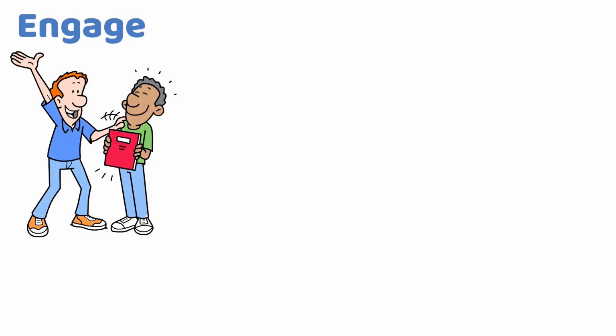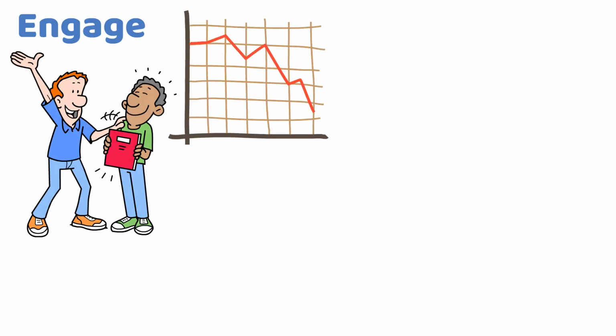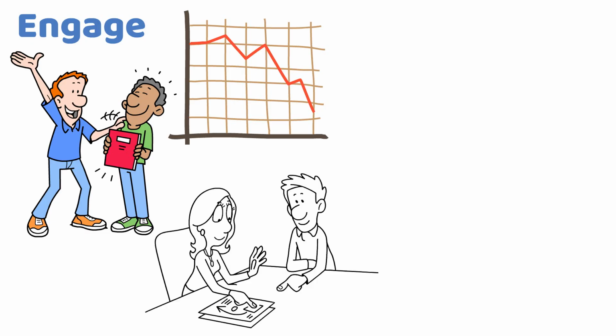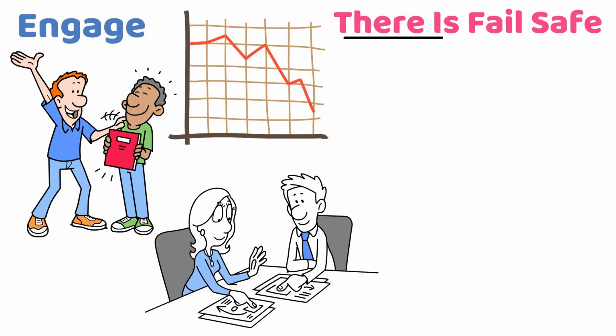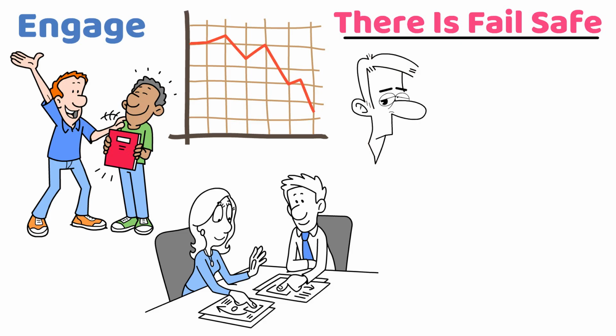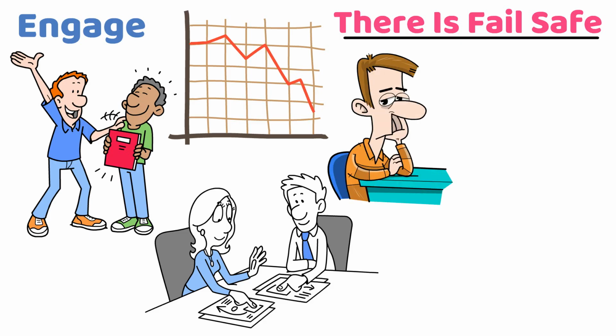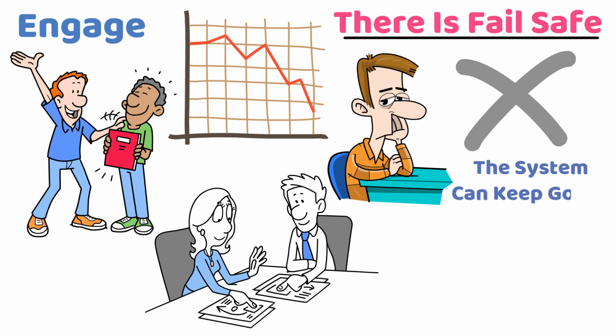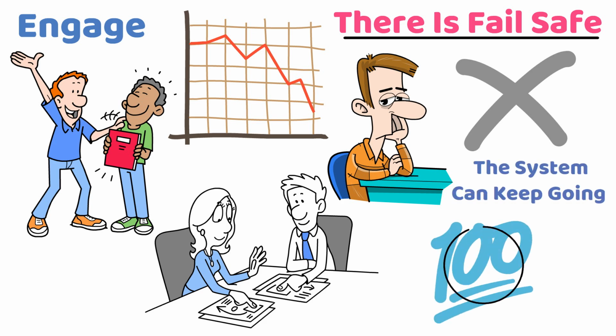Another one is engage, and this is building opportunities to get stakeholder engagement. This reduces the number of assumptions and builds learning and engagement into the process. And finally, there is fail-safe. Use this for elements of a system that are critical. Build in some type of redundancy just in case a piece of the system fails. That way, if something goes wrong, the system can keep going, even if it's not at 100% until the ultimate solution is found.